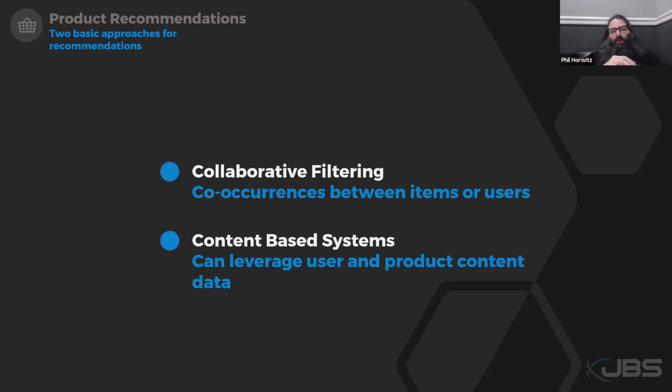So in order to offset some of these issues with collaborative filtering, there's another approach, and that's content-based systems. Content-based systems, as the name explains, are based on the content of either our customers or our products. And it allows us to incorporate a lot more features of data into our recommendation algorithms to come up with more accurate recommendations.